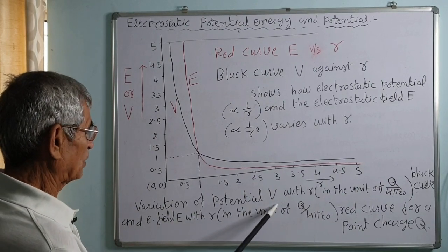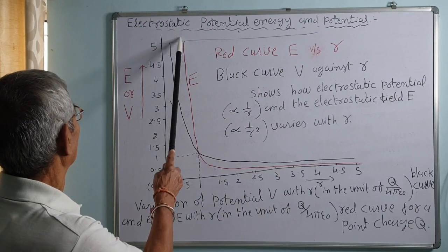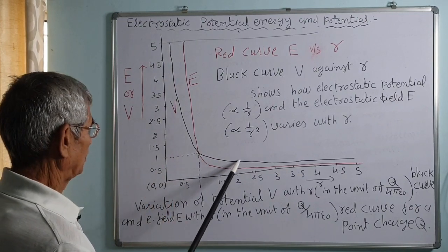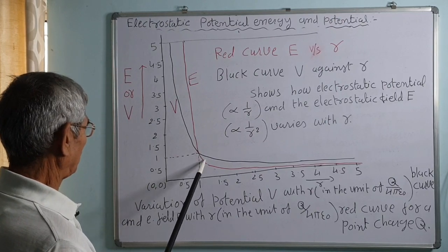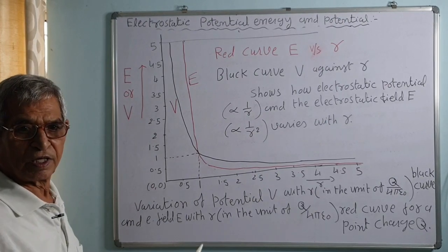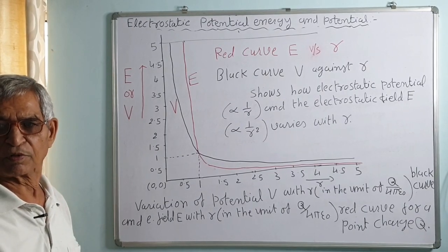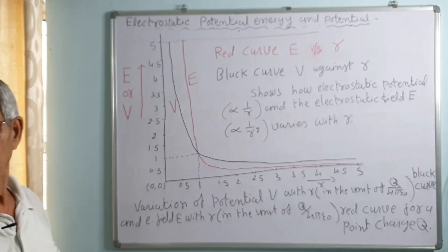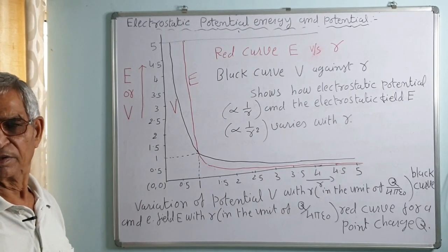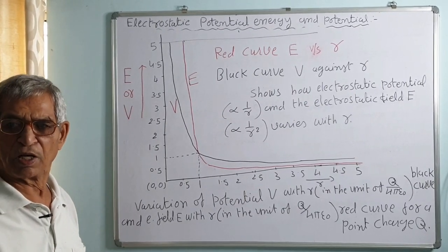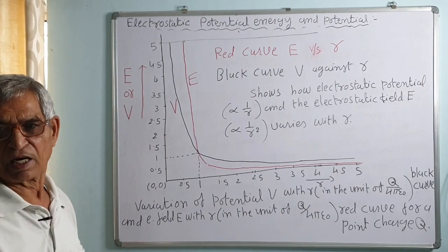The variation of potential V versus R in the unit of Q upon 4 pi epsilon 0, this is the black curve, the potential versus R. The red curve is the electric field E, that is K Q upon R square, or 1 upon 4 pi epsilon 0 R square. Potential, we know already, is K Q upon R, Q upon 4 pi epsilon 0 R. Electric field goes as R square, potential only as R, that is the only difference.